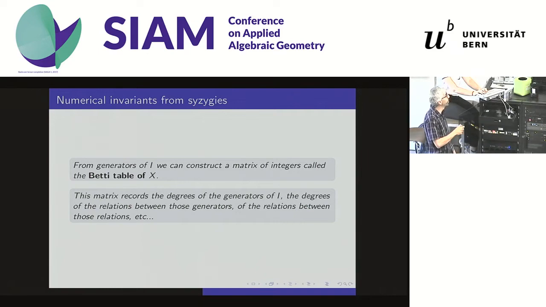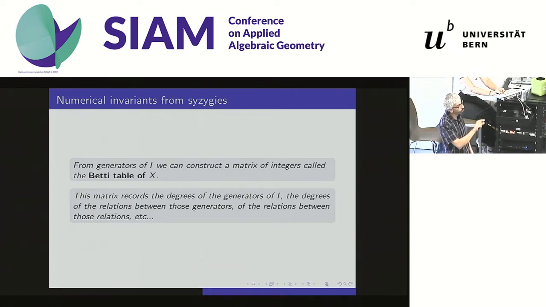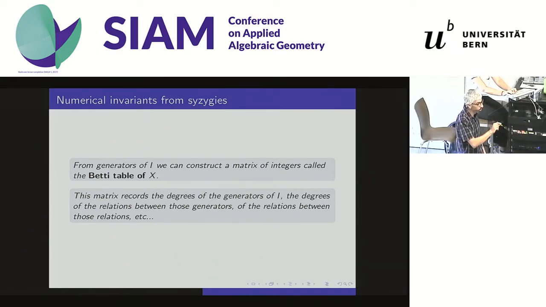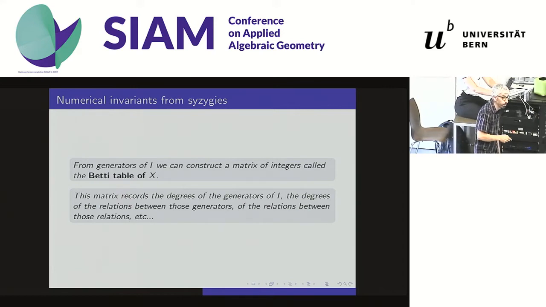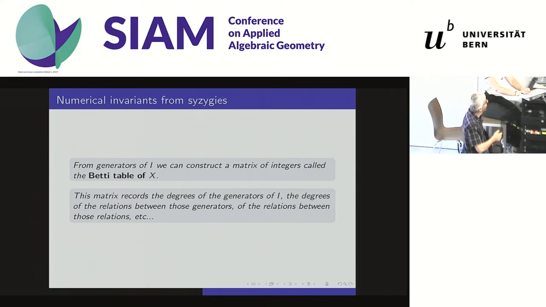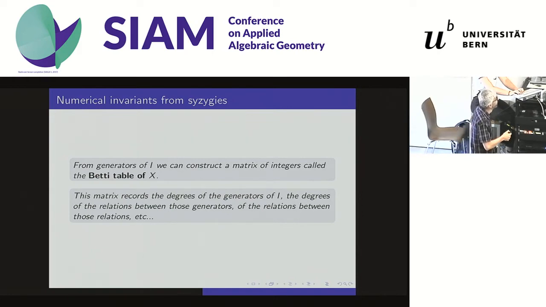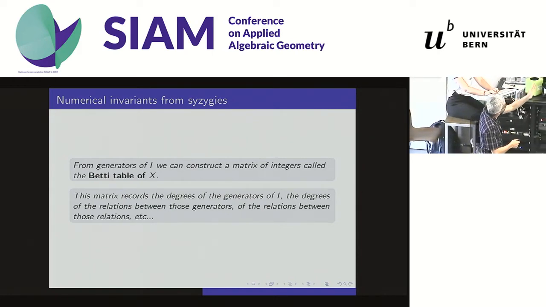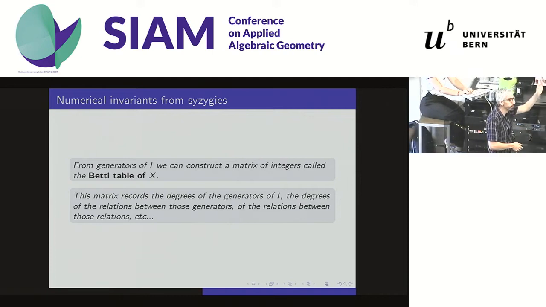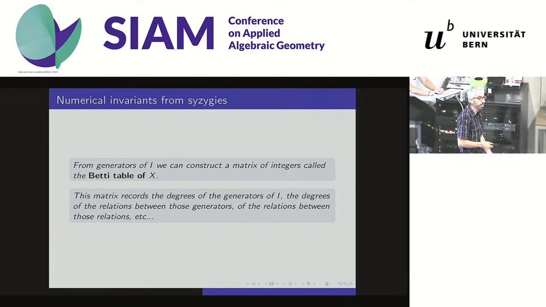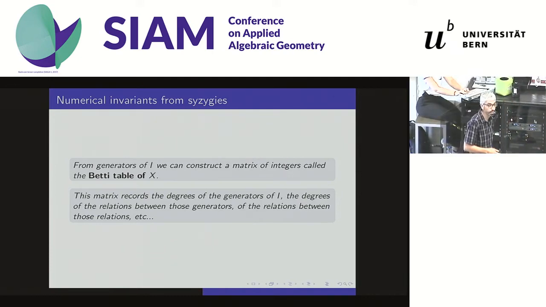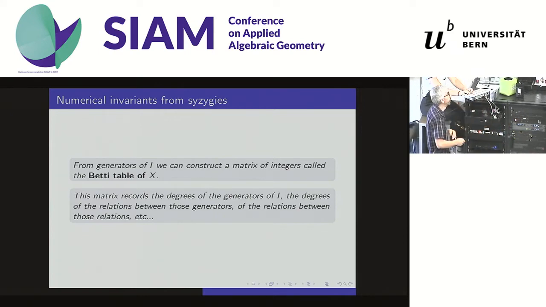By relations, what I mean is, imagine linear combinations of your polynomials, but with polynomial coefficients. So I'm looking at the set of these relations, and I look at the generators of this set of relations, and that has some degrees. And then I look at the degrees of the relations between those relations, and I continue. And the theorem of Hilbert guarantees that this process eventually stops. So my matrix is really finite.